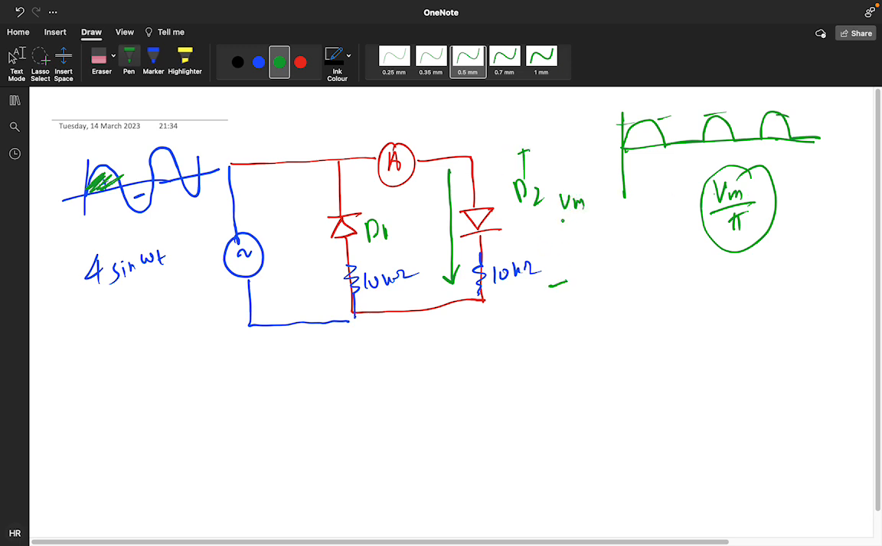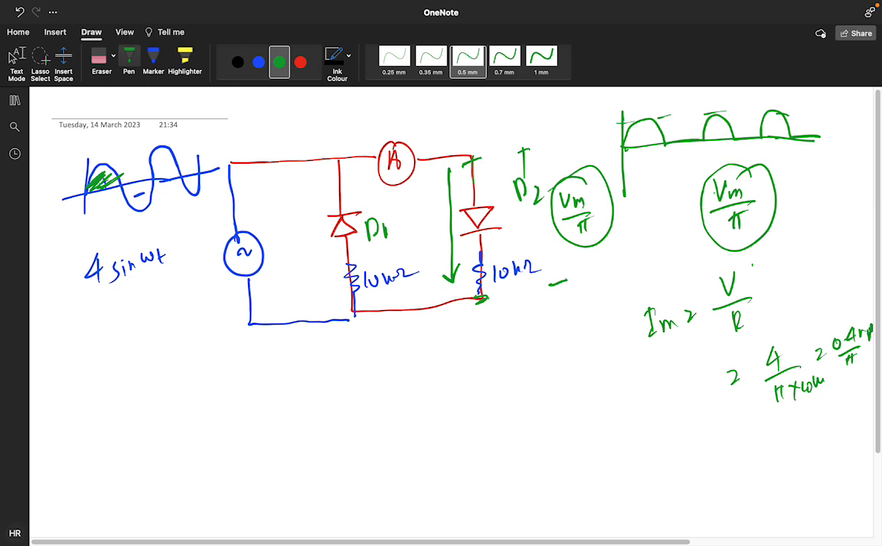So you know the voltage across this, and if you divide it by R, it will give you Im, the average current. So what will you get? 4 by pi into 4 by 10 kilo ohm, so 0.4 by pi milliampere current is flowing. So the ammeter will show 0.4 by pi milliampere current, okay.